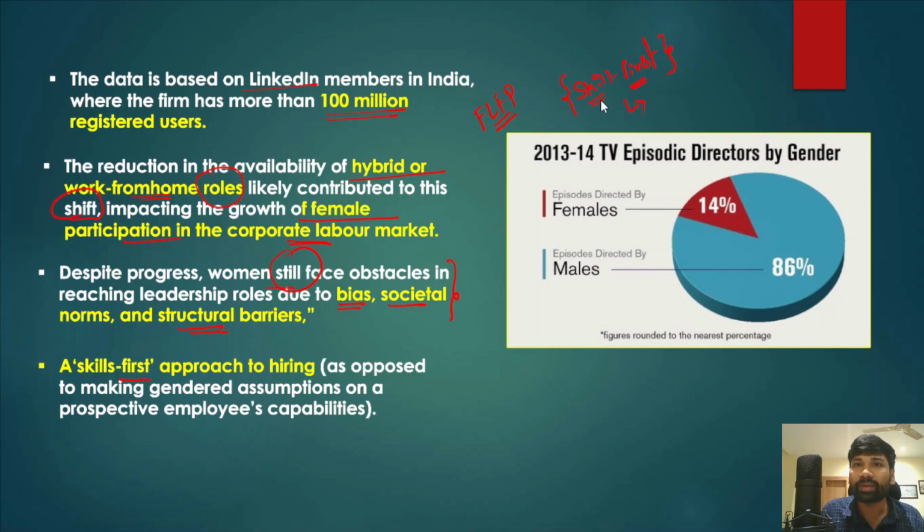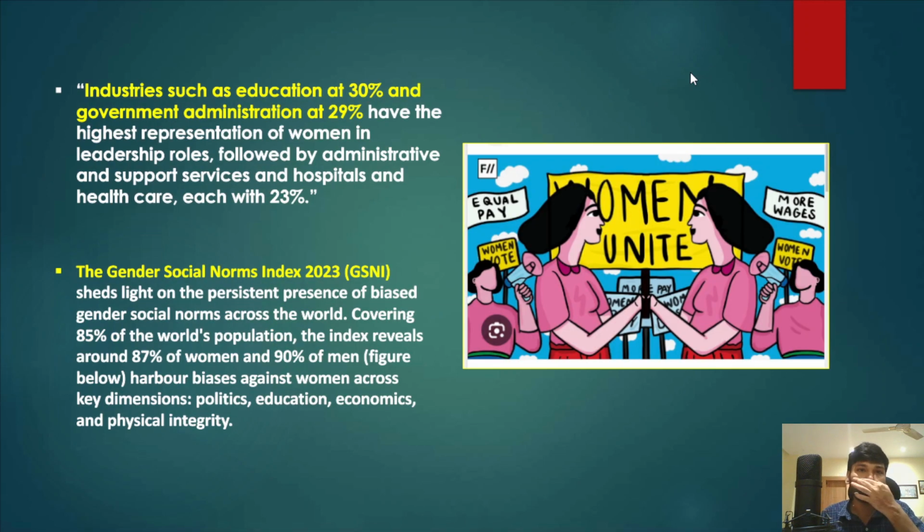But one problem here is that women do not possess adequate skills, mentoring and training, and that is very important here, because when women are adequately skilled, this skill first approach will certainly benefit the women to take up the leadership positions in these industries. However, when we talk about the composition of women in various industries, the education sector alone contributes 30% of the women's participation, followed by the government sector and government administration.